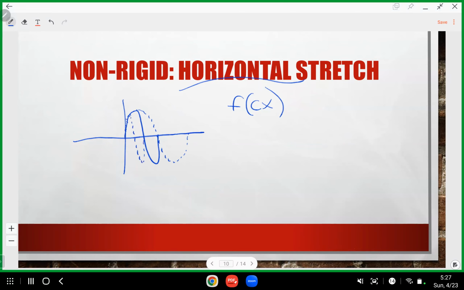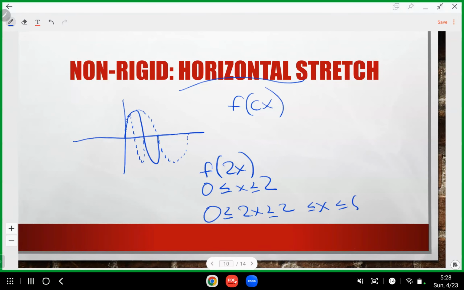Okay, so again, because it deals with domain, it's a little bit counterintuitive. If you have f of, let's say, 2x, and the domain is 0 to 2, the domain is actually going to be shrinking, because when you have 2x in this domain, x is going to be in between 1 and 0.